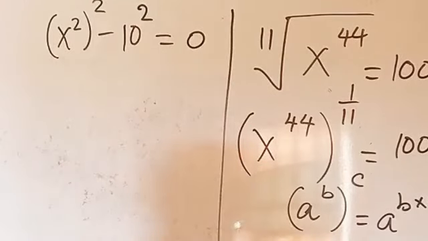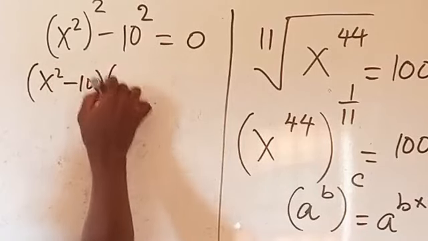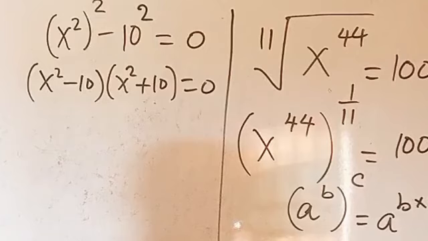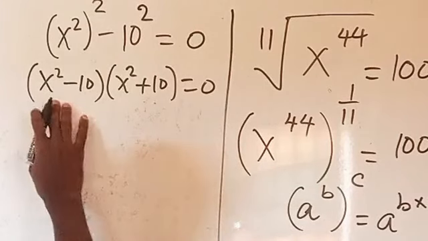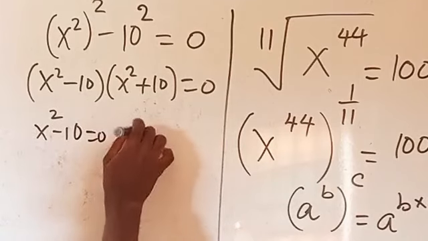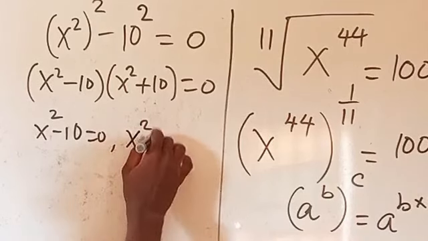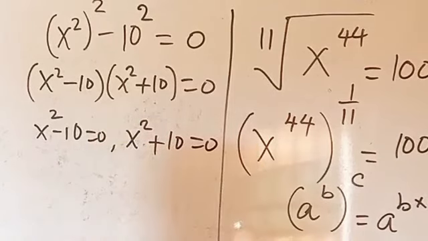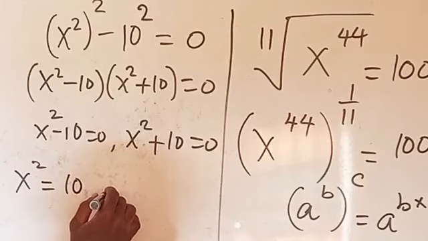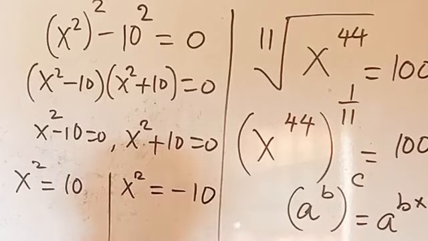Now from here, this is like the difference of two squares, so we can have it to be x squared minus 10, then x squared plus 10 equals 0. So we are going to equate this and this to 0. We have x squared minus 10 equals 0, or x squared plus 10 equals 0. So we're going to have x squared to be 10, or x squared to be equal to minus 10.